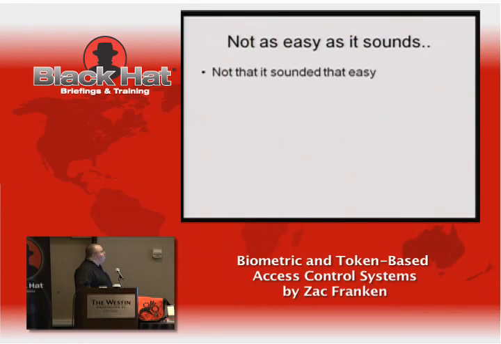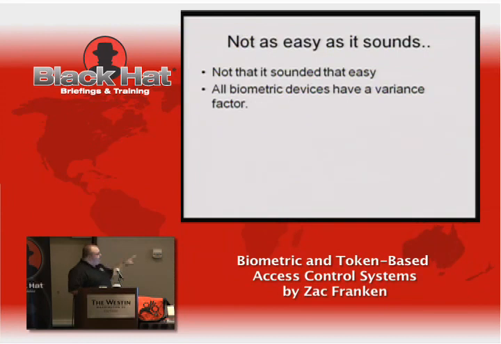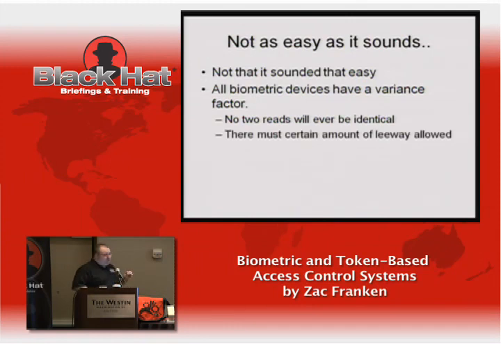So, not that easy to use. And also, all biometric devices have a variance factor, a bit of a fudge factor, because generally you tend not to put your appendage in exactly the right place twice. You might be retaining water and be a little bit bloated. So no two reads will ever be identical. So you need to have a bit of a fudge factor, a bit of leeway.